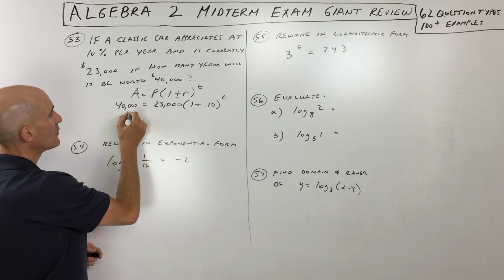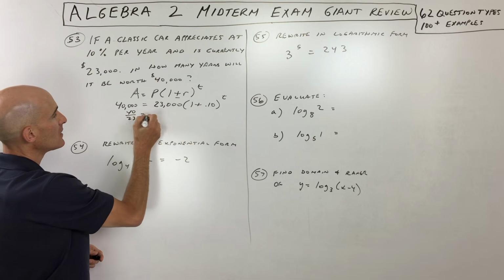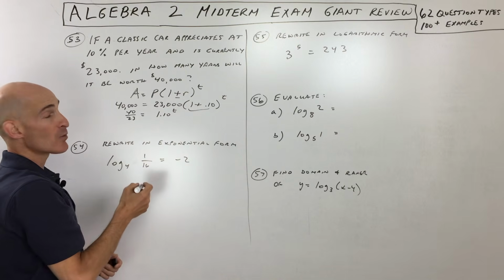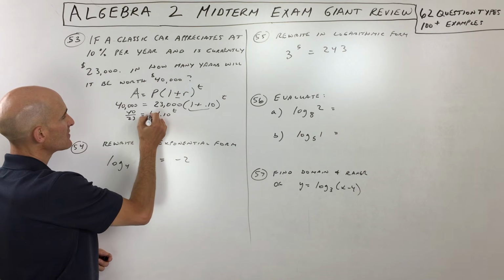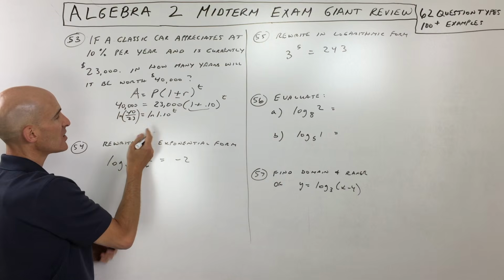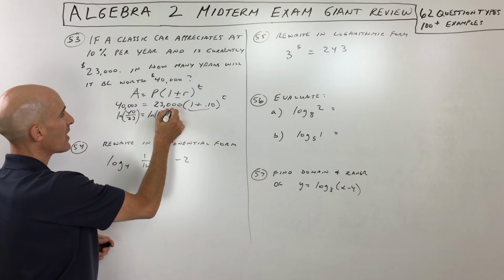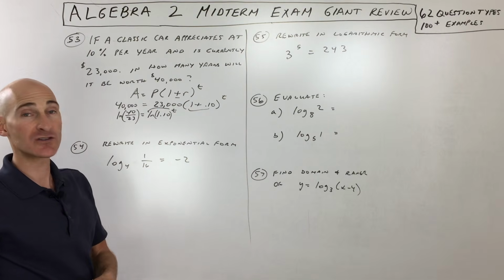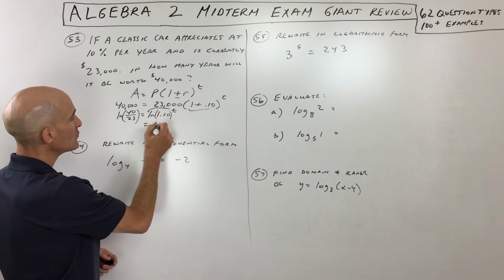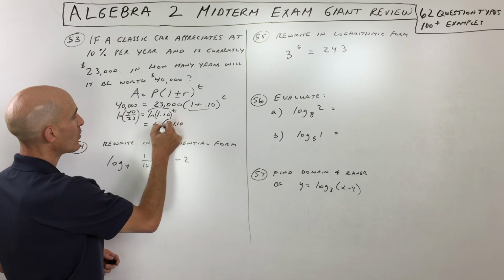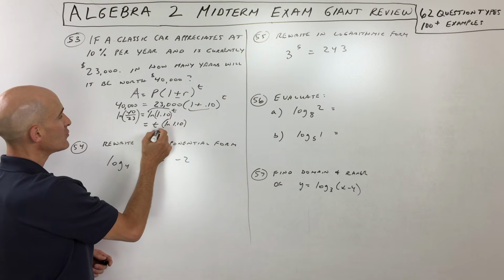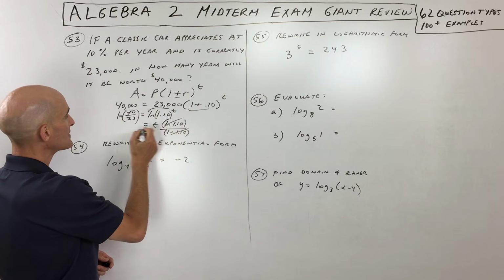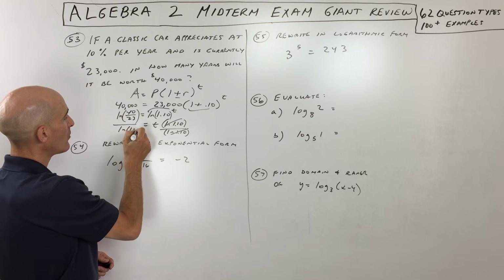So if I do that, I get 40 over 23 equals, I'm going to combine these together, 1.10 to the t. And then I'm going to take the natural log of both sides. As long as you do the same thing to both sides of the equation, it keeps it balanced. Then I'm going to bring that t down in front. That's one of the properties of logs, called the power rule. So that's going to give you t times the natural log of 1.10. And then I'm going to divide both sides by the natural log of 1.10 to get the t by itself. So divide by natural log of 1.10.